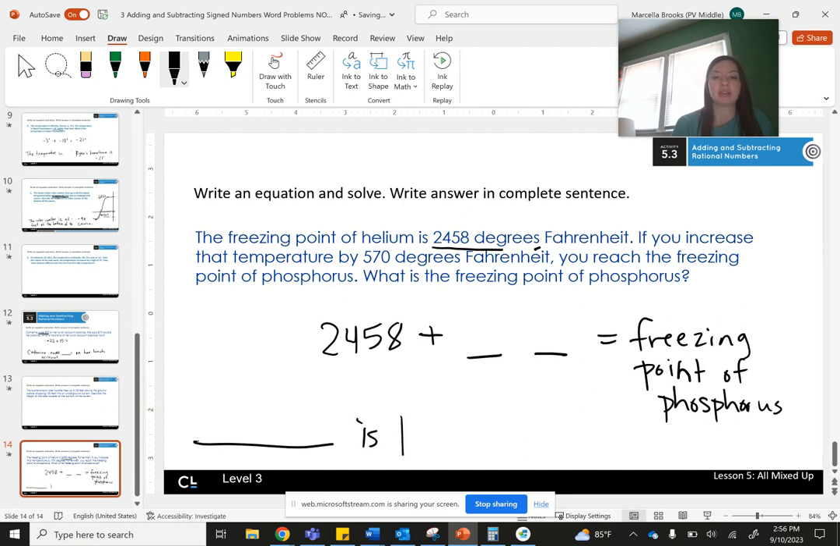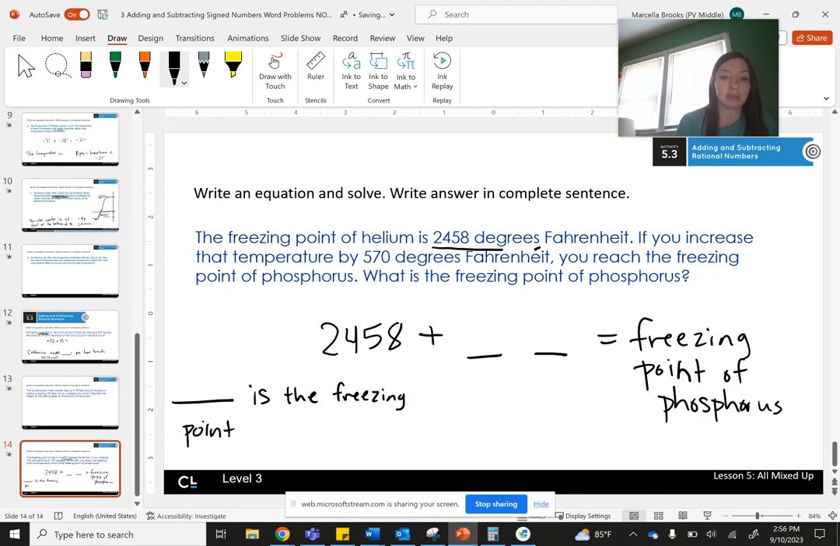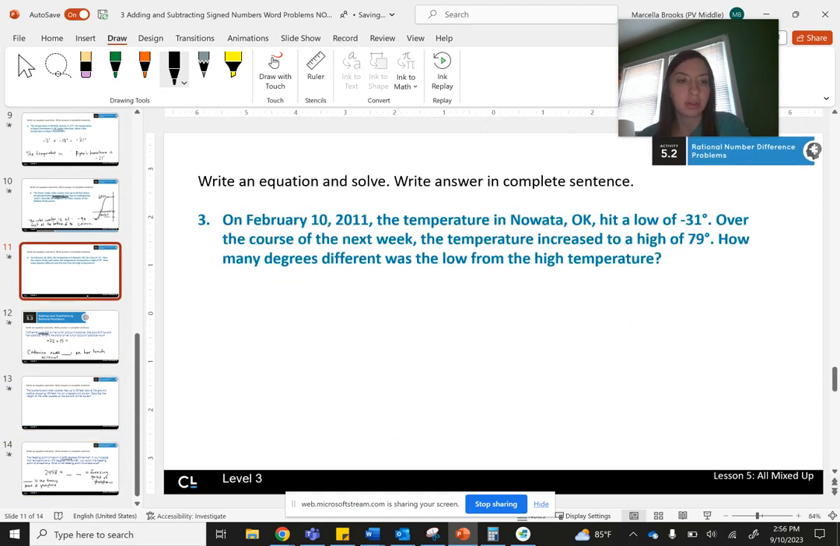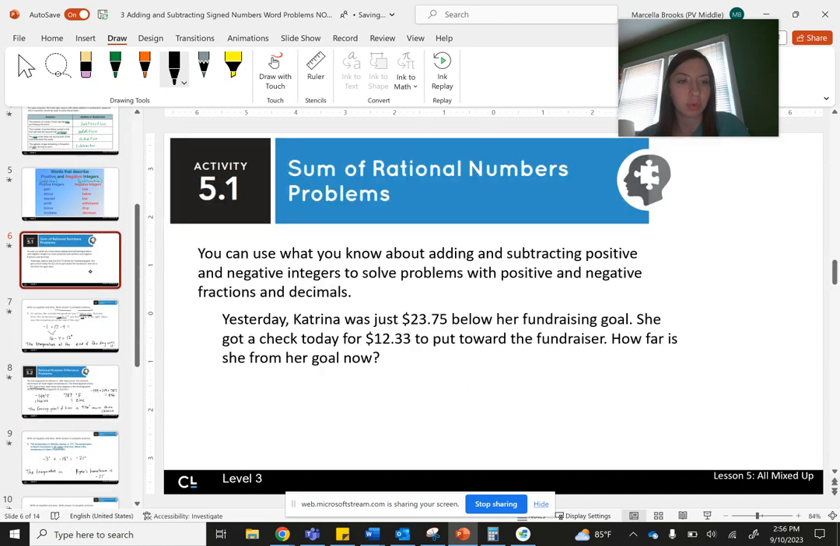Blank is the freezing point of phosphorus. You're going to have to write it out. Maybe I'll write it out over here. Blank is the freezing point of phosphorus. All right, so good luck. I want you to do this one and this one. And back at the front, there's one I'm going to read to you.